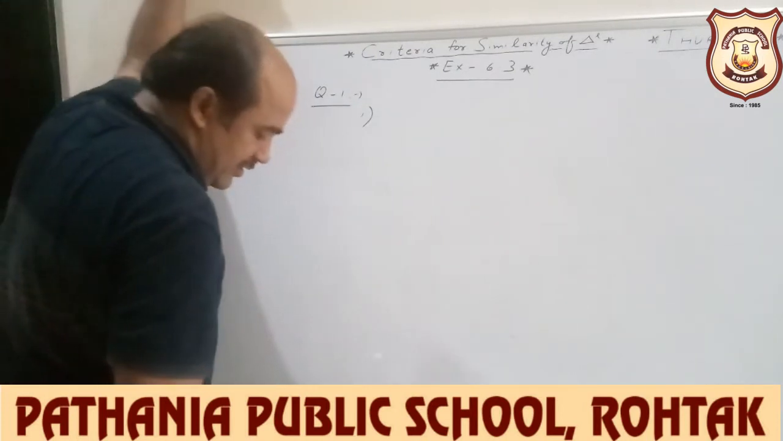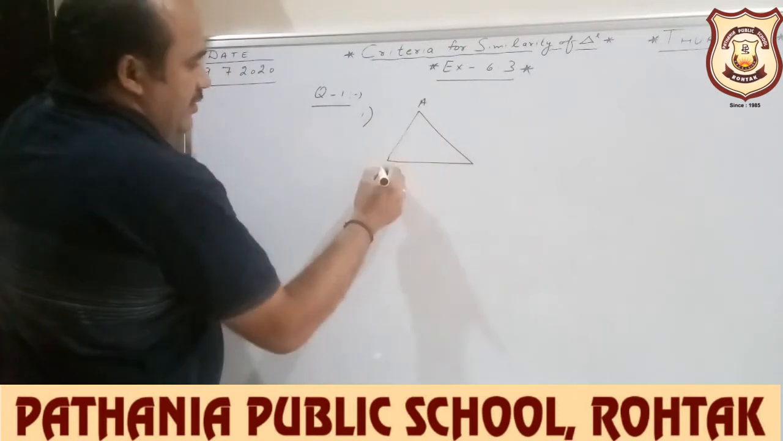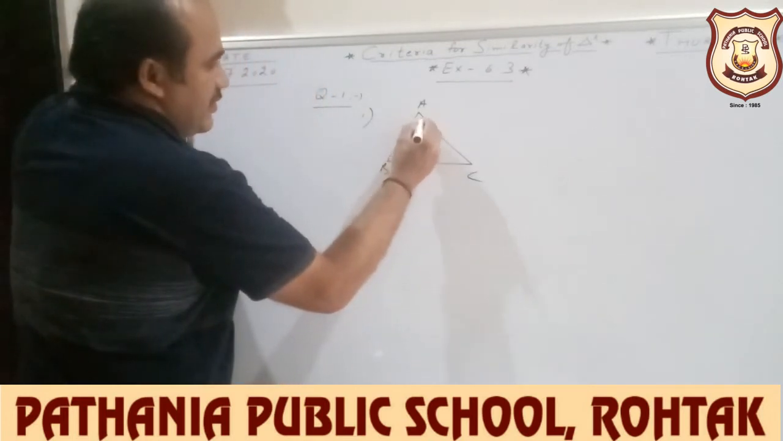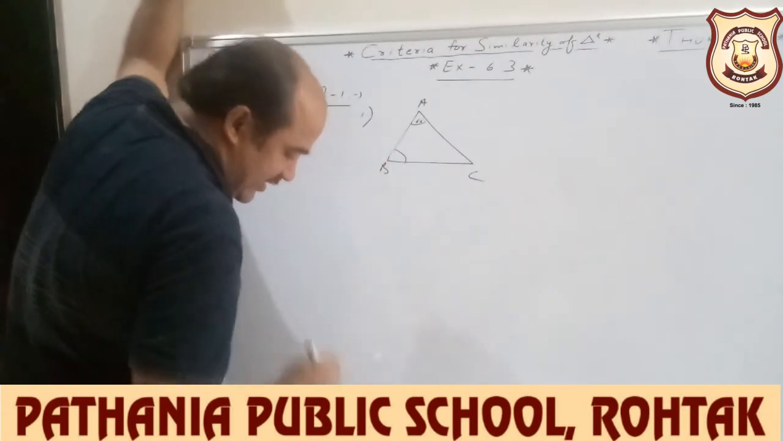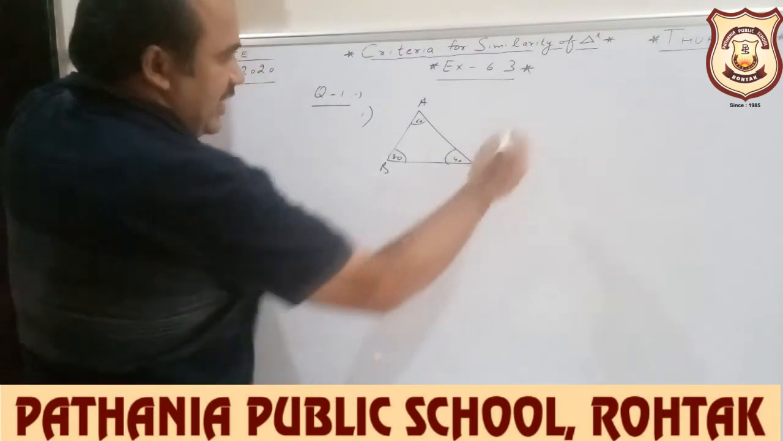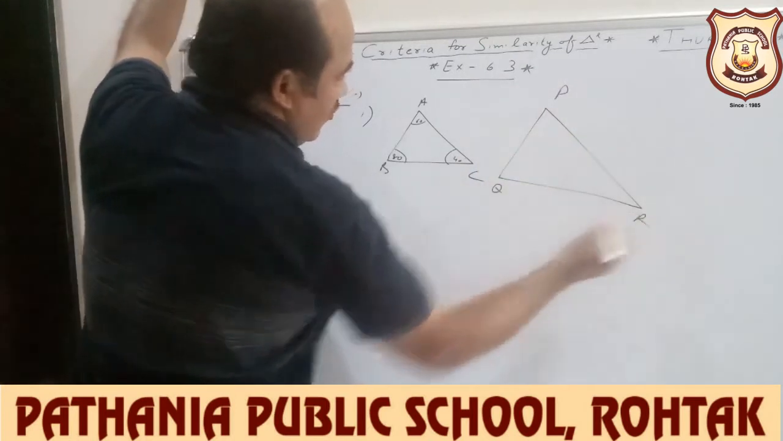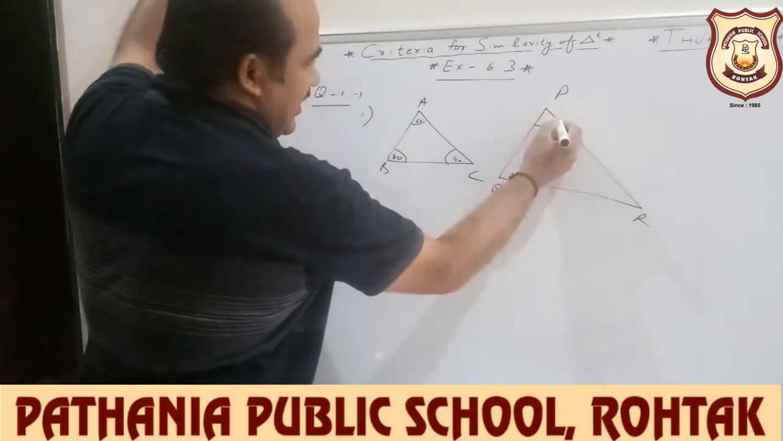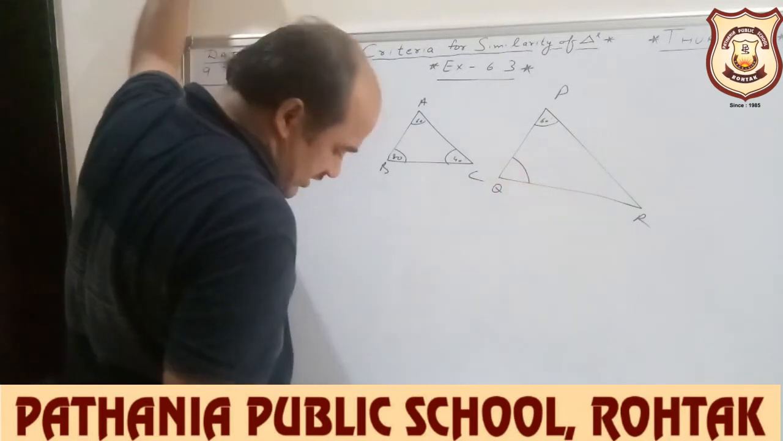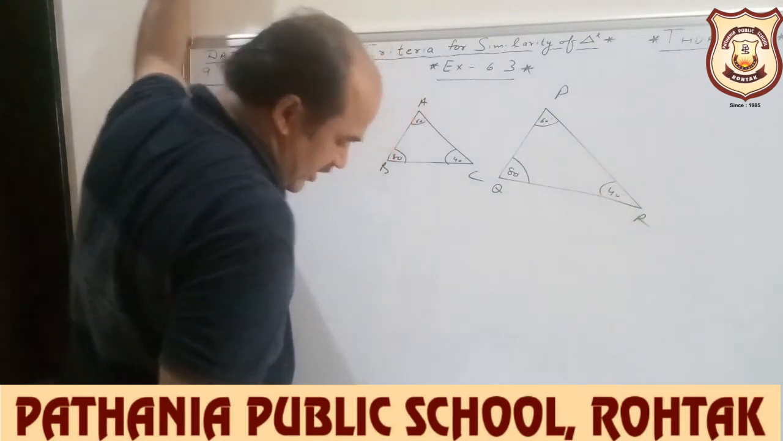In the first part, triangle ABC is given: angle A is 60 degrees, angle B is 80 degrees, angle C is 40 degrees. Now triangle PQR is also given: angle P is 60 degrees, angle Q is 80 degrees, angle R is 40 degrees.